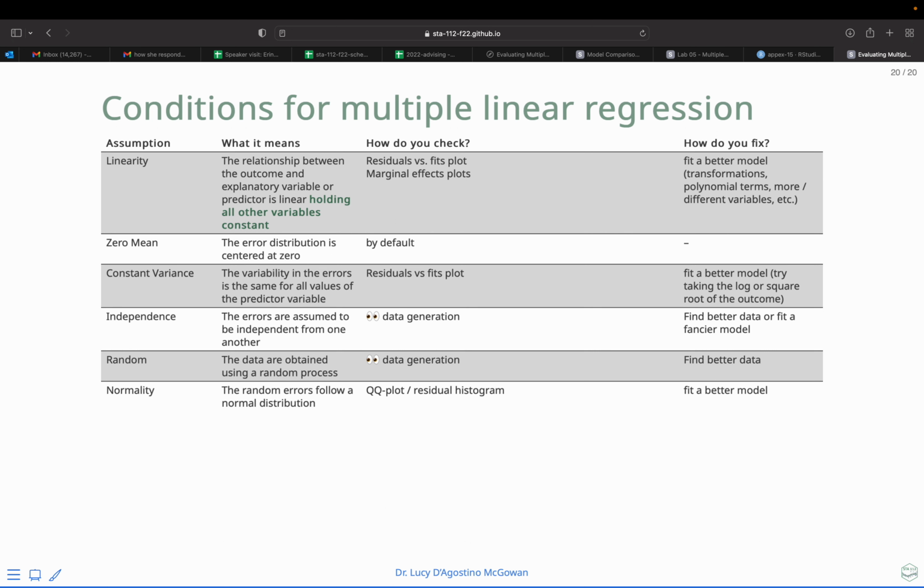And finally, the last assumption is that the errors follow a normal distribution. The way that you test that is by looking at a QQ plot or a histogram of the residuals. If that assumption is violated, often that means you just need to fit a better model, which means either transformations, adding polynomial terms, or adding more or different variables.